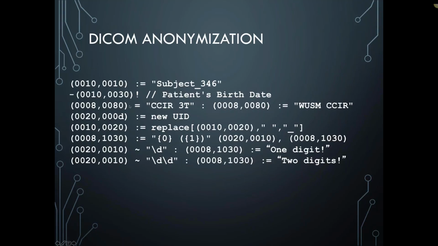Here you're doing some more complicated logic where it's saying, if I find in this tag the value CCIR3T, then replace it with this value. And there's quite a bit of different complicated logic that can be done in order to achieve the kinds of anonymization that are necessary to handle potentially very complicated situations.